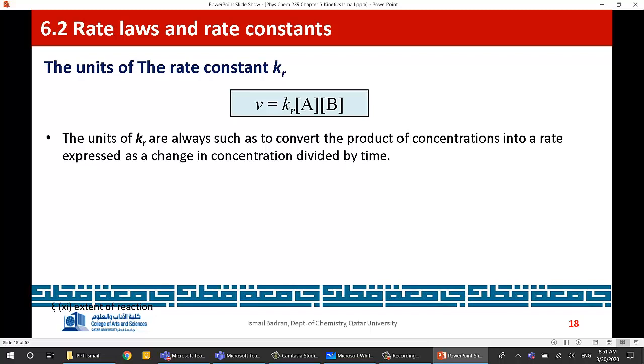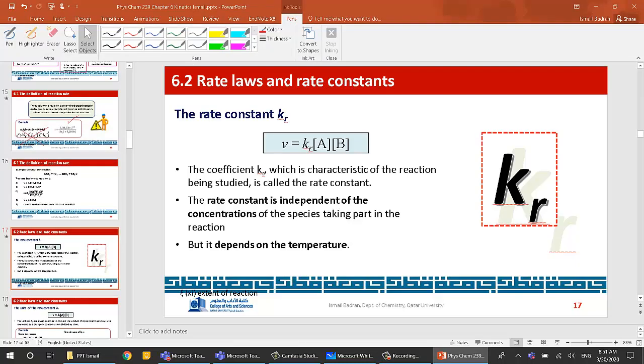Because the units of Kr are always such as to convert the product of concentrations into a rate, expressed as a change in concentration divided by time. In other words, the rate constant should have some units, where the rate is in molar per second. That means this whole term should be molar per second. The rate constant should have some units, I don't know what they are, such that this whole term to the right, Kr A B, equals molar per second.